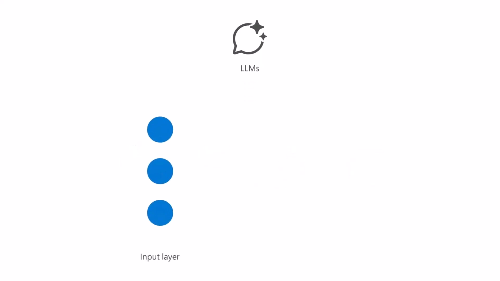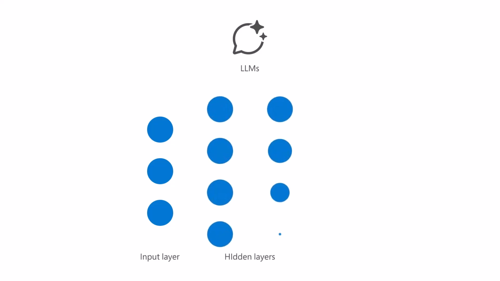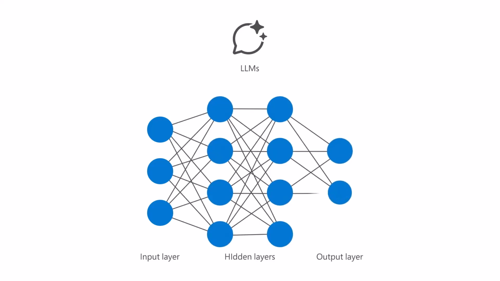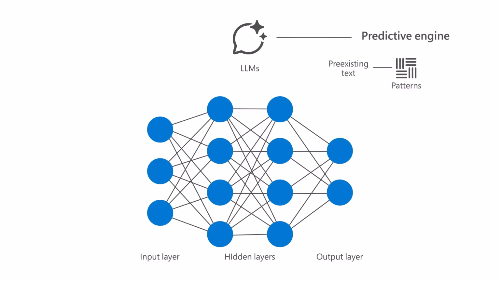An LLM takes an input, has several hidden layers that break down different aspects of language, and produces an output at the output layer. An LLM is a predictive engine that pulls patterns together based on pre-existing text to produce more text. It doesn't understand language or math. So, how does Copilot use LLMs?